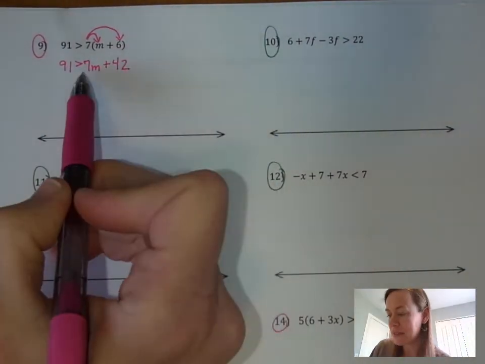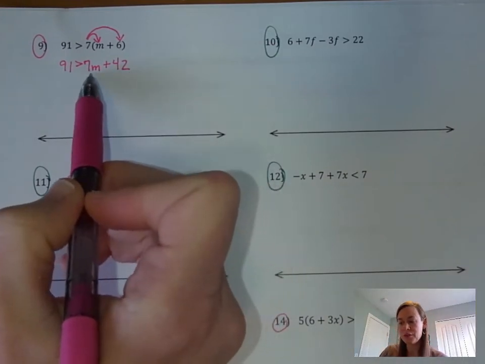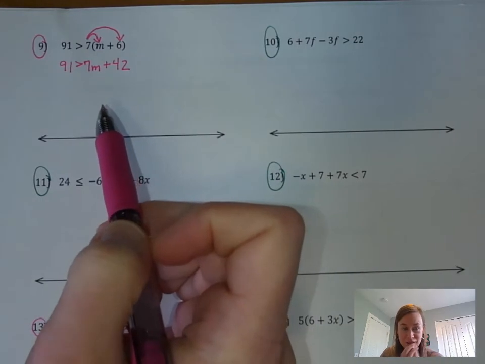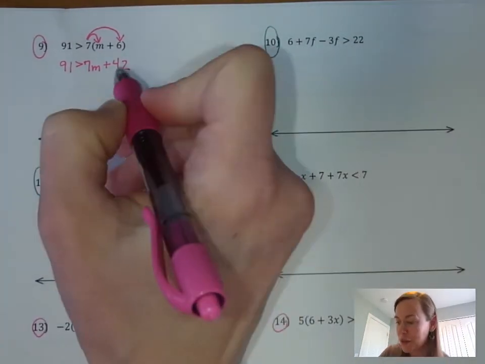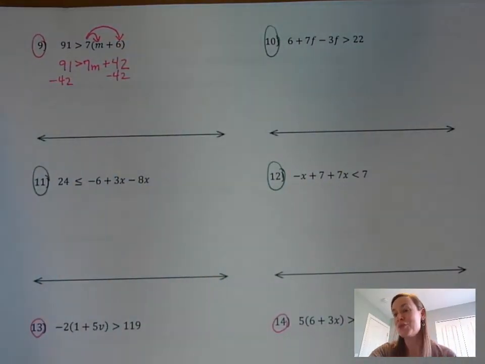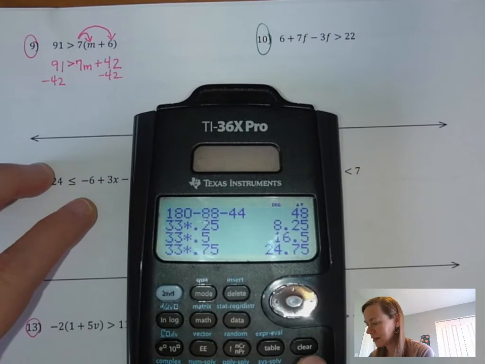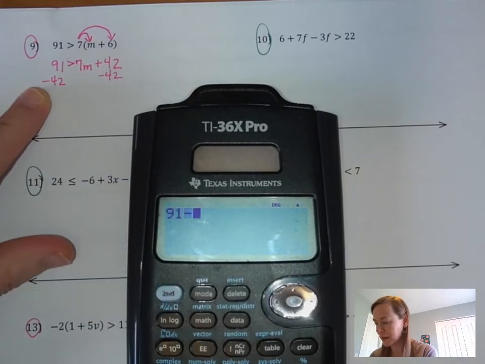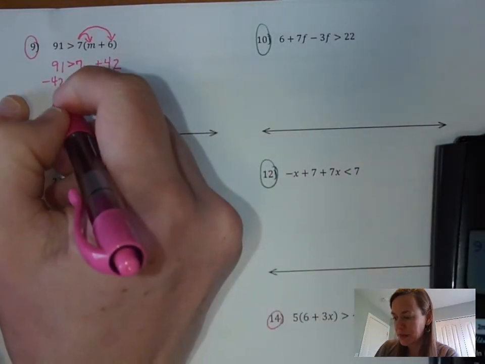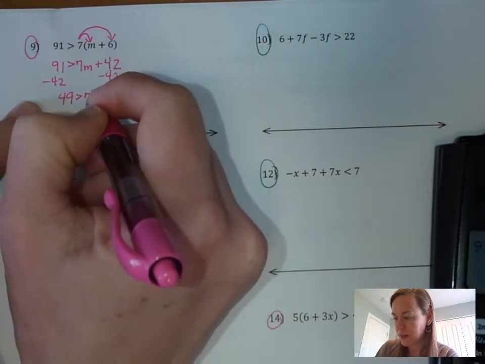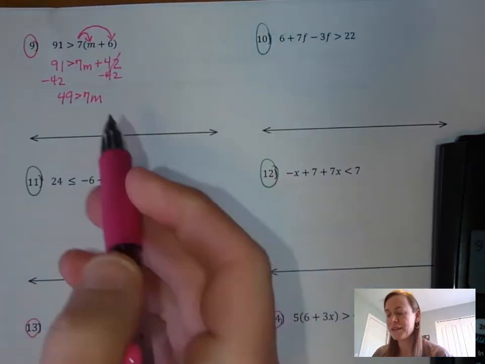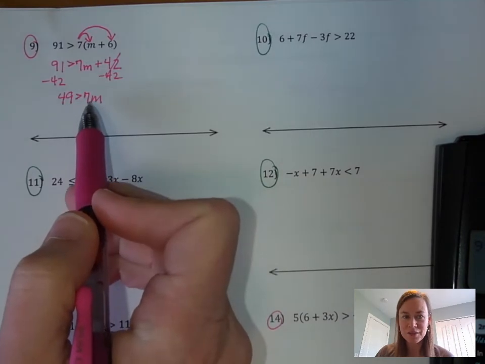So we need to get rid of the 7 and get rid of the 42 so that we can get that m by itself. We're going to get rid of the number that's not attached to the variable first, and that number is 42. It's sitting over here by itself, so let's subtract that from both sides. I'm going to grab my handy calculator, and we'll do 91 minus 42. Looks like that's going to give us 49. So this is going to be 49 is greater than 7m, and nothing to bring down here because 42 minus 42 is 0.